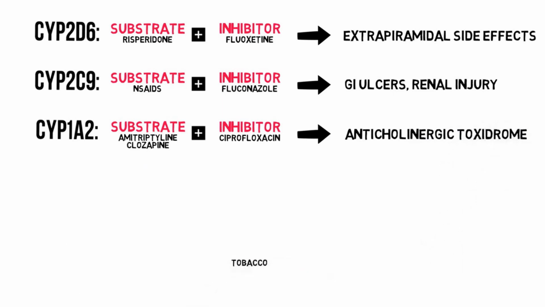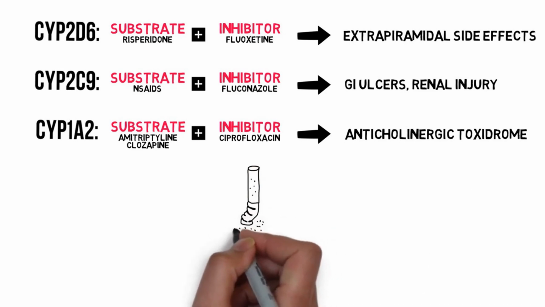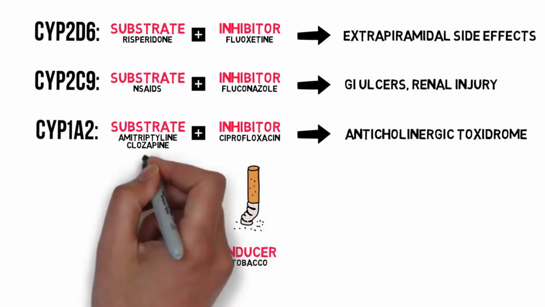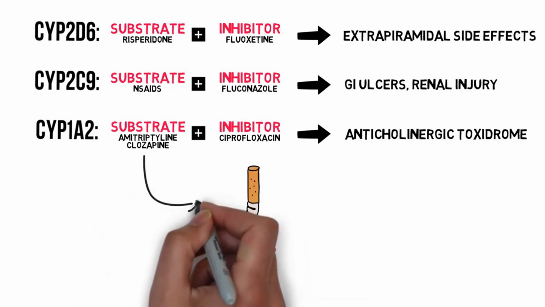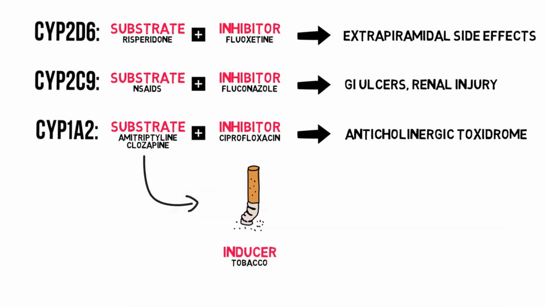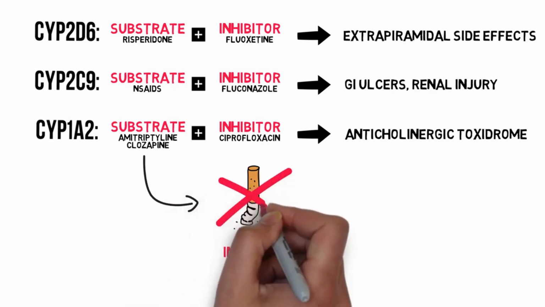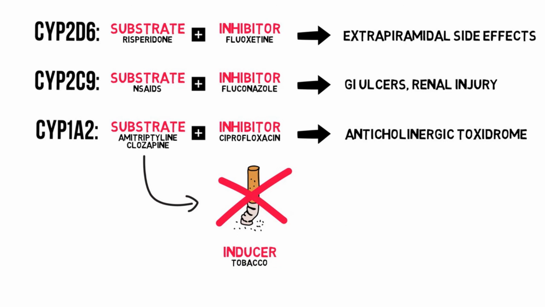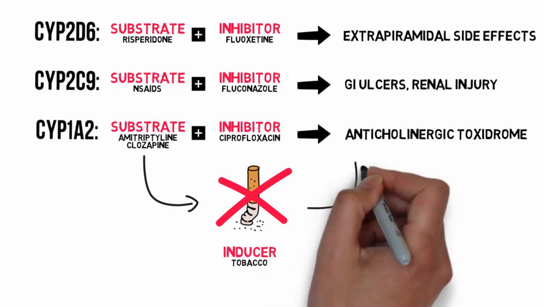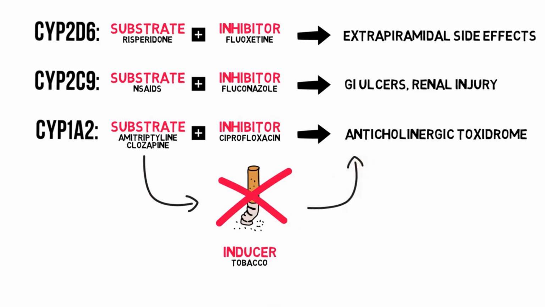Also note that tobacco, i.e. smoking, is a CYP1A2 inducer. This means that if your patient uses clozapine and is a smoker, once he or she quits smoking, woohoo, the serum levels of clozapine will rise. Darn. This requires monitoring, and you might even want to consider a different antipsychotic agent if possible.